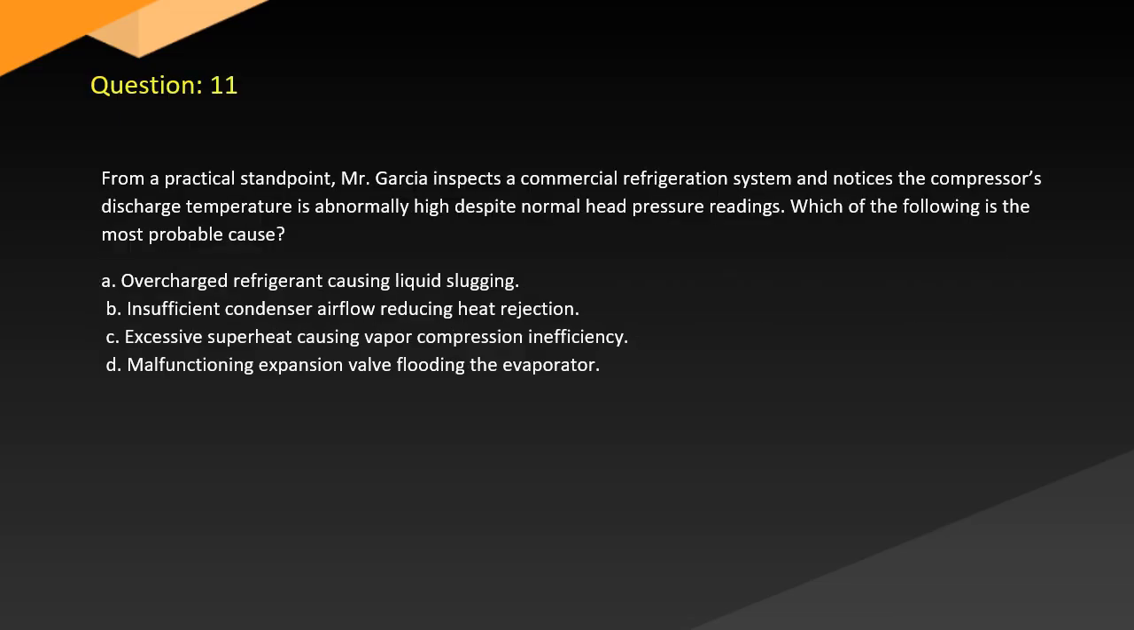Question 11. From a practical standpoint, Mr. Garcia inspects a commercial refrigeration system and notices the compressor's discharge temperature is abnormally high despite normal head pressure readings. Which of the following is the most probable cause? A. Overcharged refrigerant causing liquid slugging. B. Insufficient condenser airflow reducing heat rejection. C. Excessive superheat causing vapor compression inefficiency. D. Malfunctioning expansion valve flooding the evaporator.